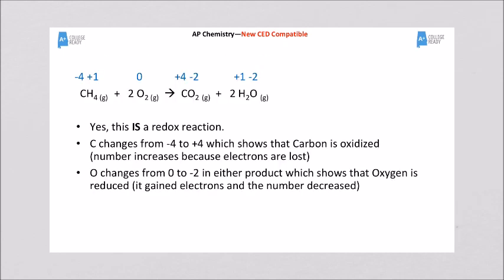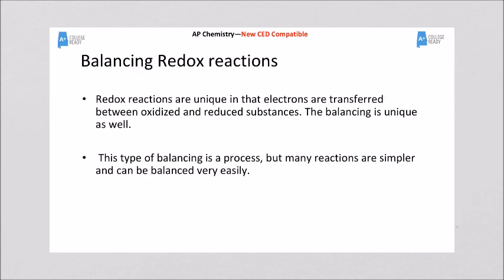And the clue I was going to give you here is, when you see an element in a reaction, elements have a zero oxidation number, and if it's actually reacting, it's going to have to change to an oxidation number of some value other than zero. So if you see an element in a reaction, that's a huge hint that this is a redox reaction.